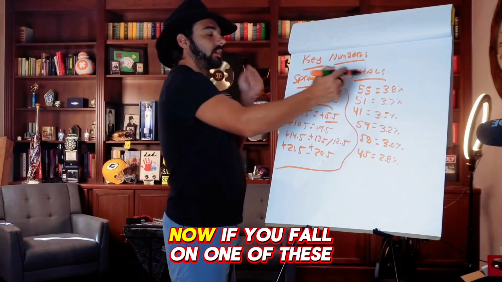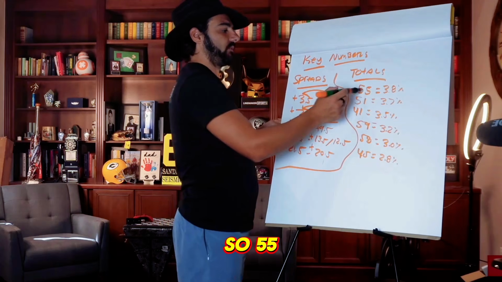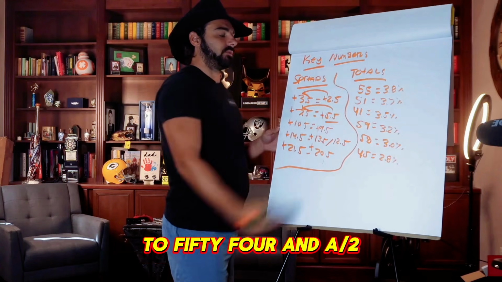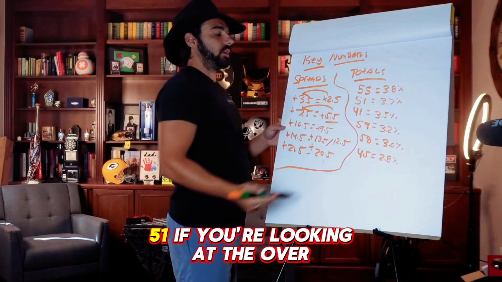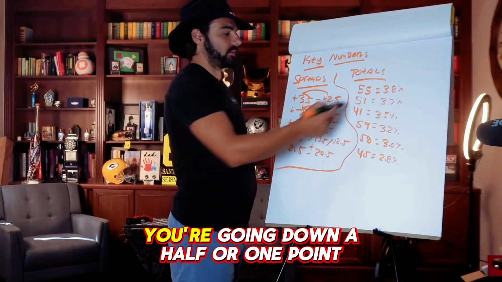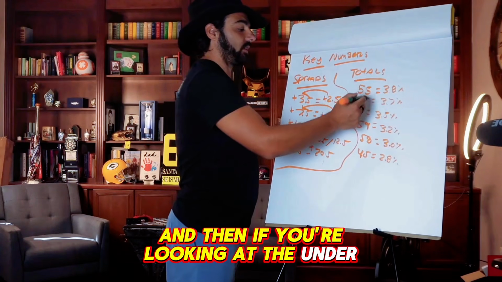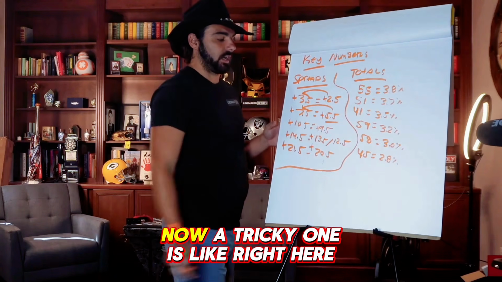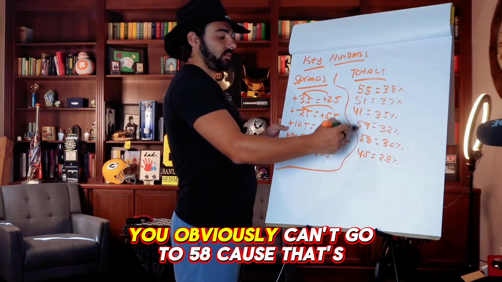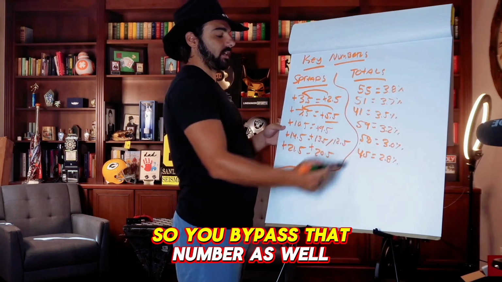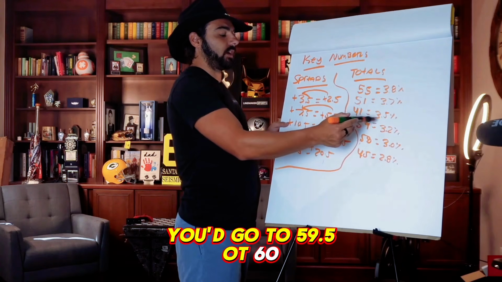So what does this mean now? If you fall on one of these totals, you have to buy off of it. Okay, so 55, if you're looking at the over, you're going to 54.5. If you're looking at the under, you're going up one to 55.5. 51, if you're looking at the over, you're going down a half or 1 point, depending on how much you want to go. And then if you're looking at the under, obviously you're going above that. Now, a tricky one is like right here, 59 and 58. So if you're looking at the over on 59, you obviously can't go to 58 because that's a key number. So you'll bypass that number as well, go to 57.5. If you're looking on the opposite side of this, you'd go to 59.5 or 60.